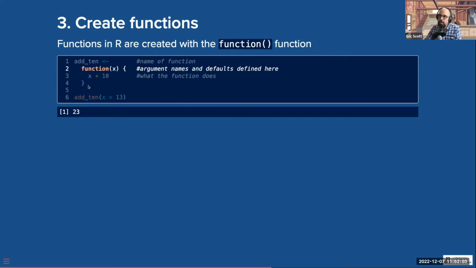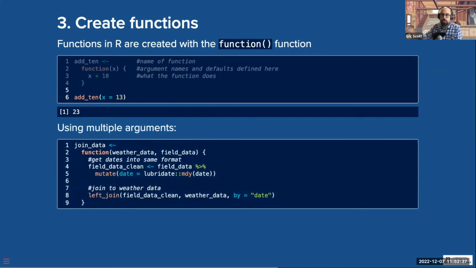And then open it up with curly braces. And then inside of the curly braces is what the function does. So whatever R code you want to type in there, starting with these arguments. So x plus 10 is all this function does. And then it ends with a curly brace closing it. And then we can use that function after we run those lines in R to source it. We can use the function here, adding 10 to 13 and getting 23.